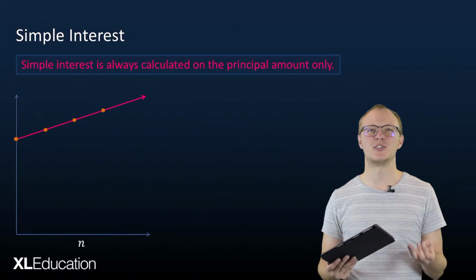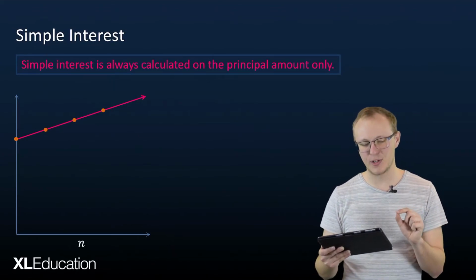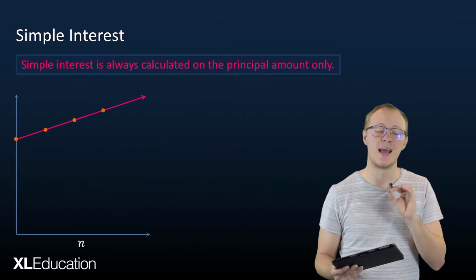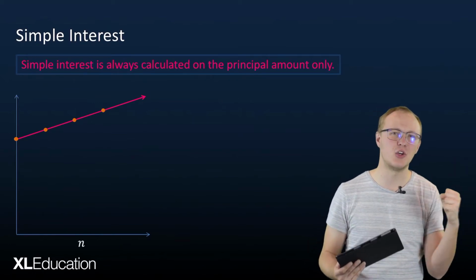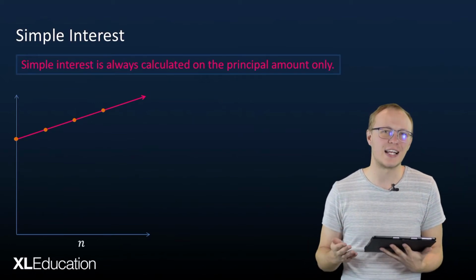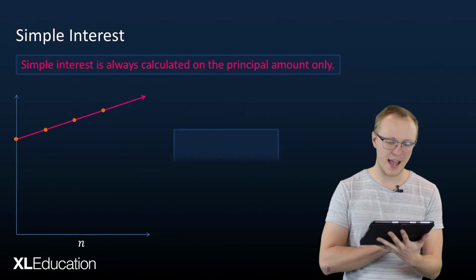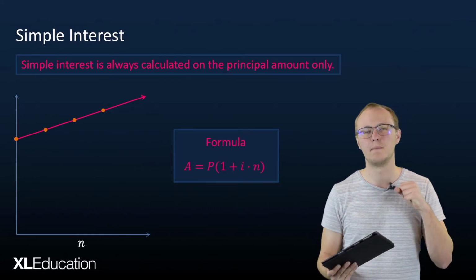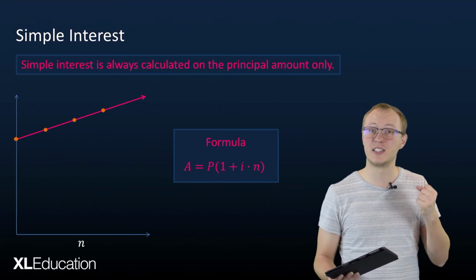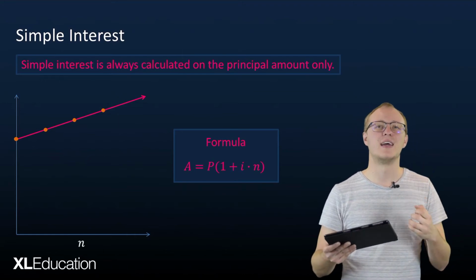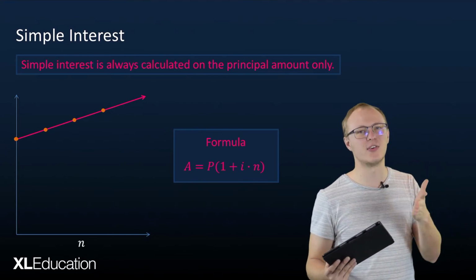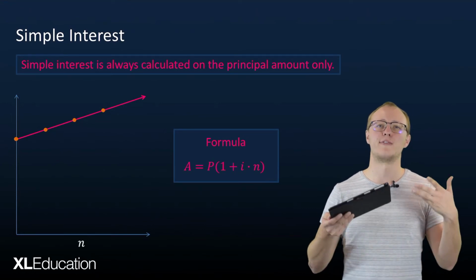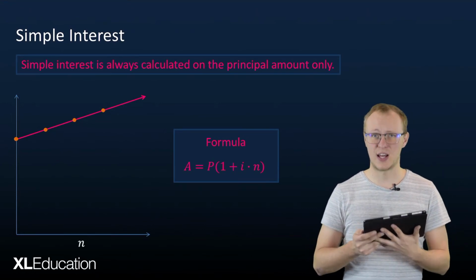So let's summarize what we just learned. Simple interest is always calculated on the principal amount only. And if you were to graph the accumulated amount over time, you would find that it grows linearly. And the formula for simple interest is A equals P times (1 plus I times N), where A is the accumulated amount. P is the principal amount, the amount you put into the account at the start. I is the interest rate, and N is the number of periods over which interest is calculated.